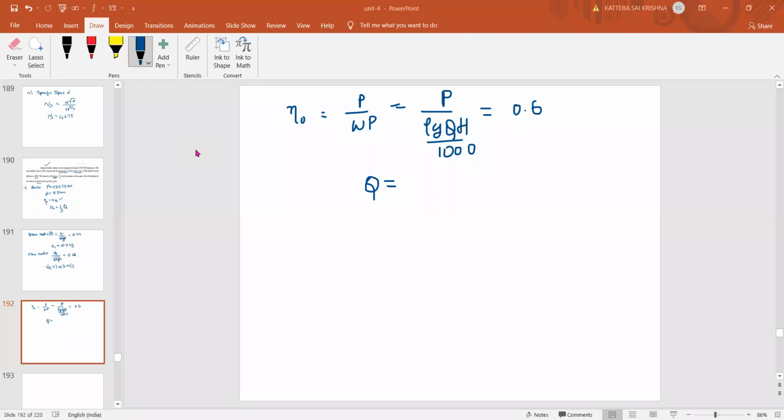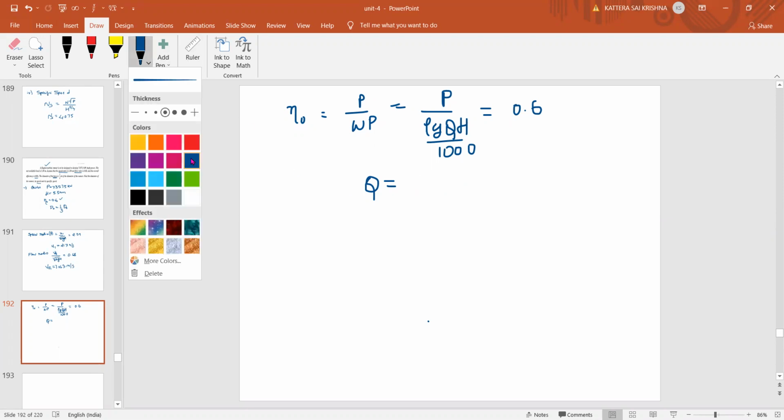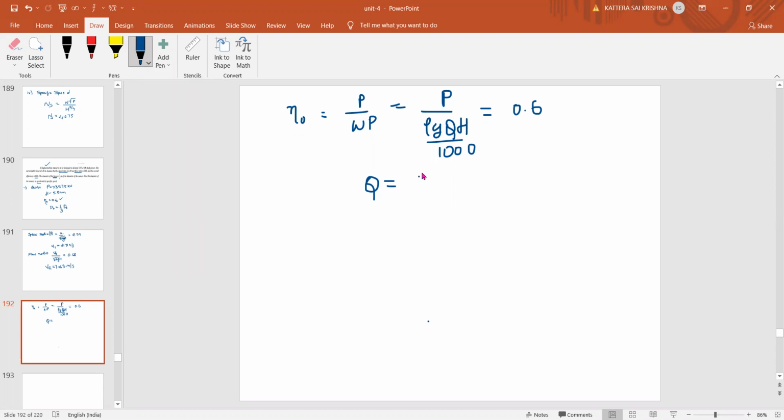227.272 meter cube per second is your discharge value, right?